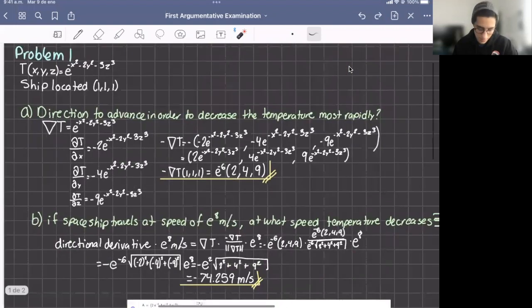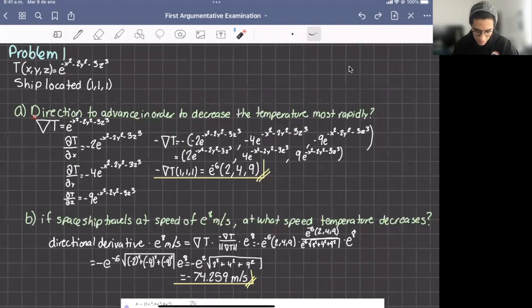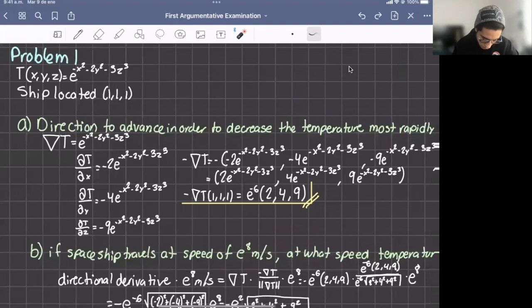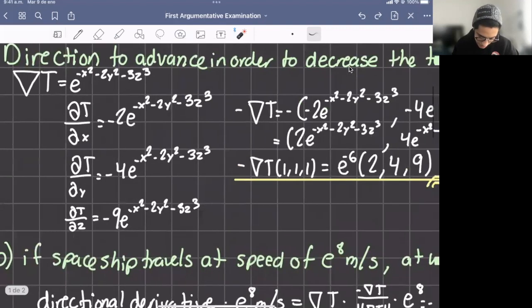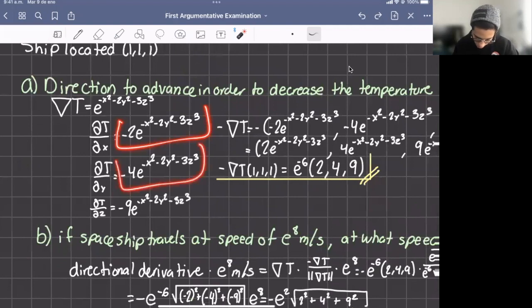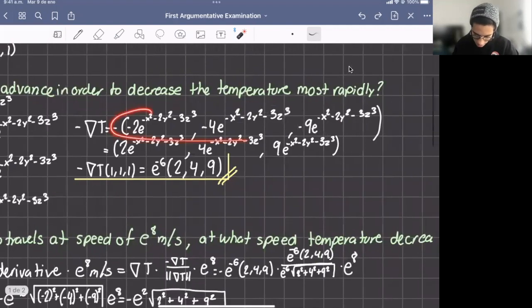So the first problem says, where is the direction to advance in order to decrease the temperature most rapidly? In order to do this, we have to take the gradient of the temperature equation, which means taking the partial derivative of each variable, and we obtain these 3 coordinates, expressed like this.